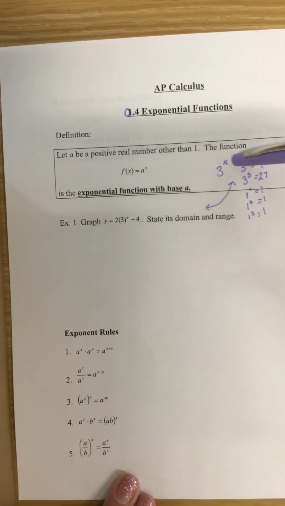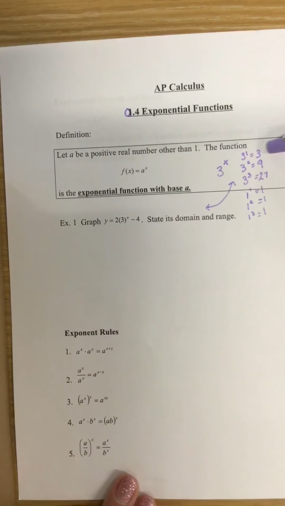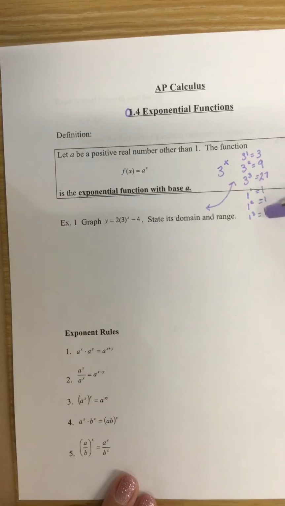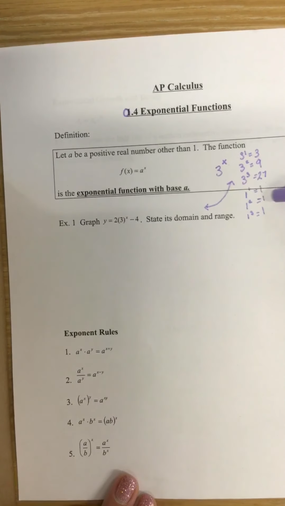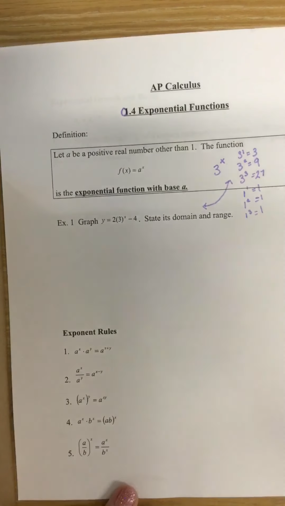Exponential functions increase exponentially. For example, 3 to the power of x. If we plug in 1, we get 3. If we plug in 2, we get 9. If we plug in 3, we get 27. It's multiplying by 3 every time. It's growing exponentially. 1 doesn't work because no matter what your exponent is, you always get 1. So anything to the power of x tells us that it is an exponential function.